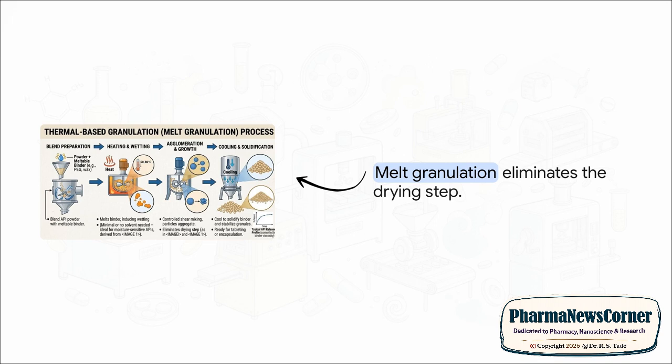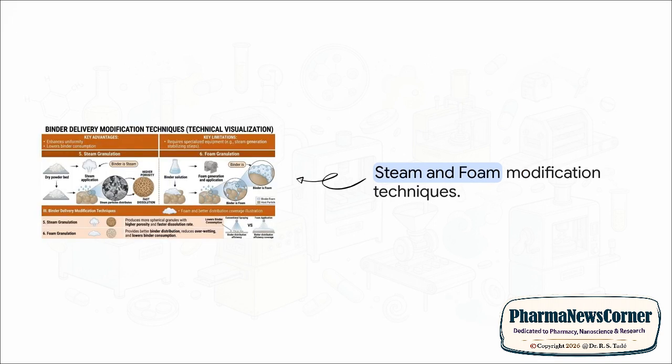those moisture-sensitive APIs. Modifying exactly how we deliver that binder can also radically alter the final physics of the granule. For example, using pure steam instead of liquid water creates highly porous, spherical granules that basically dissolve instantly upon consumption. On the flip side, injecting the binder as an expanded foam drastically improves the liquid's surface area coverage across the whole powder bed, which completely avoids the risk of over-wetting your material.